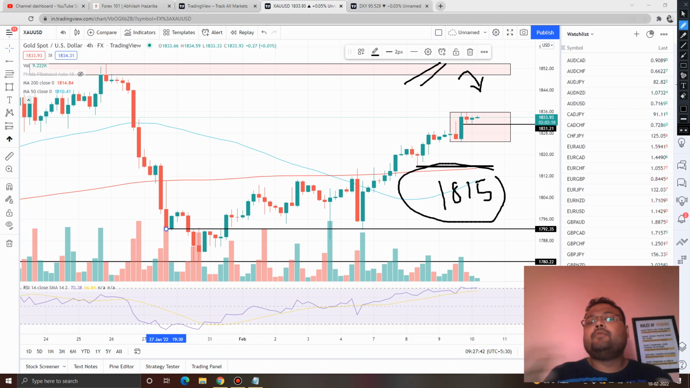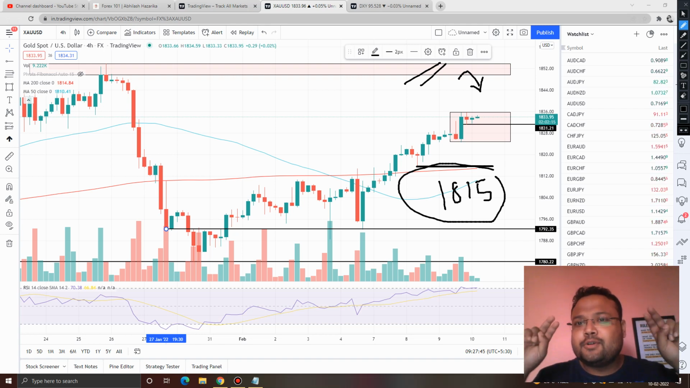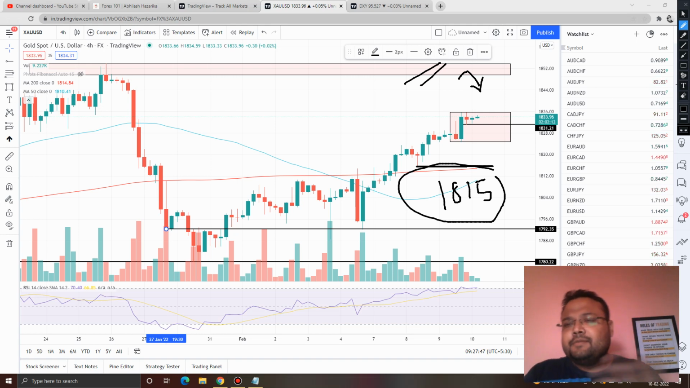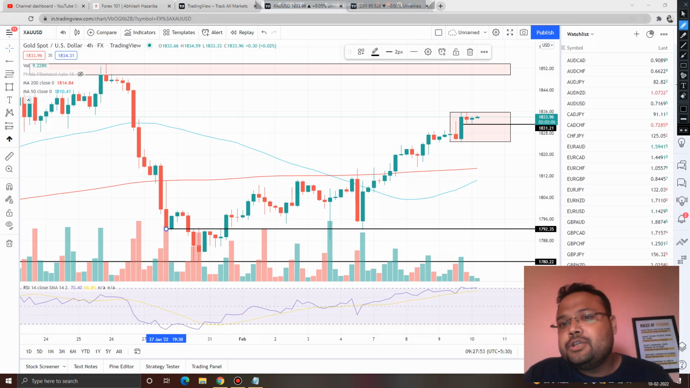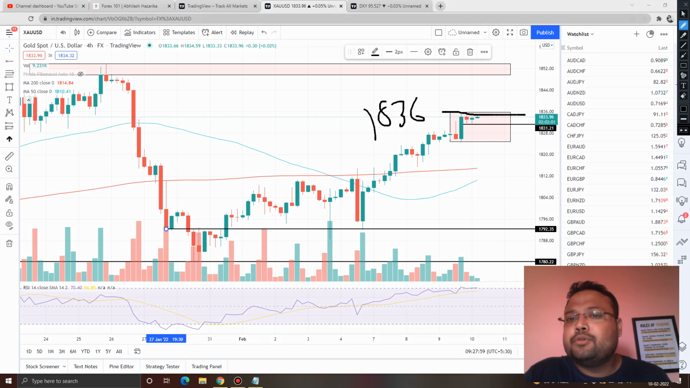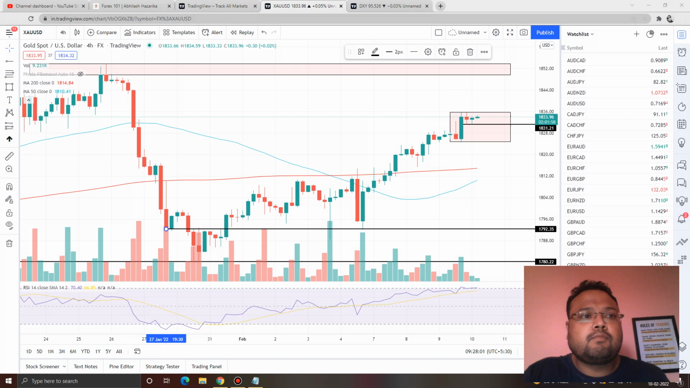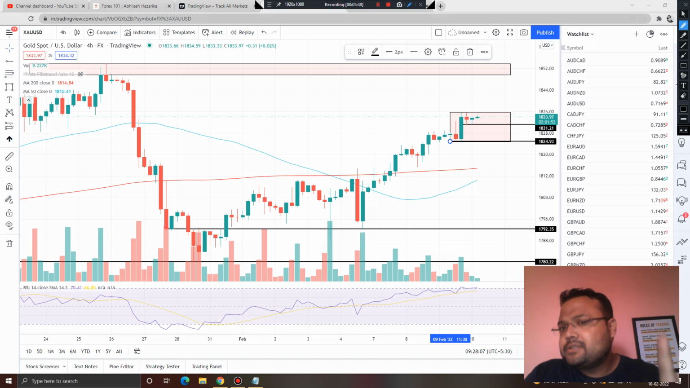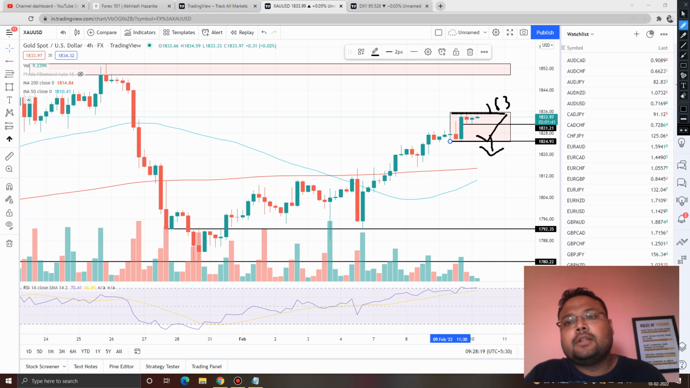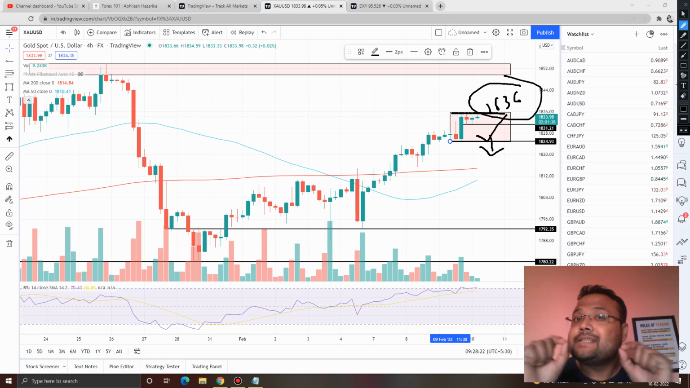But before the news, if you want to trade, I am just talking about scalping, for a few minutes, then you can take a buy position above the 1836 level, and you can take a sell position below 1825. If the market comes down and bounces from the 1825 level, you can take a buy. If the market breaks it, you can take a sell. If the market crosses 1836, you can also take a buy position. These are for scalping purposes.